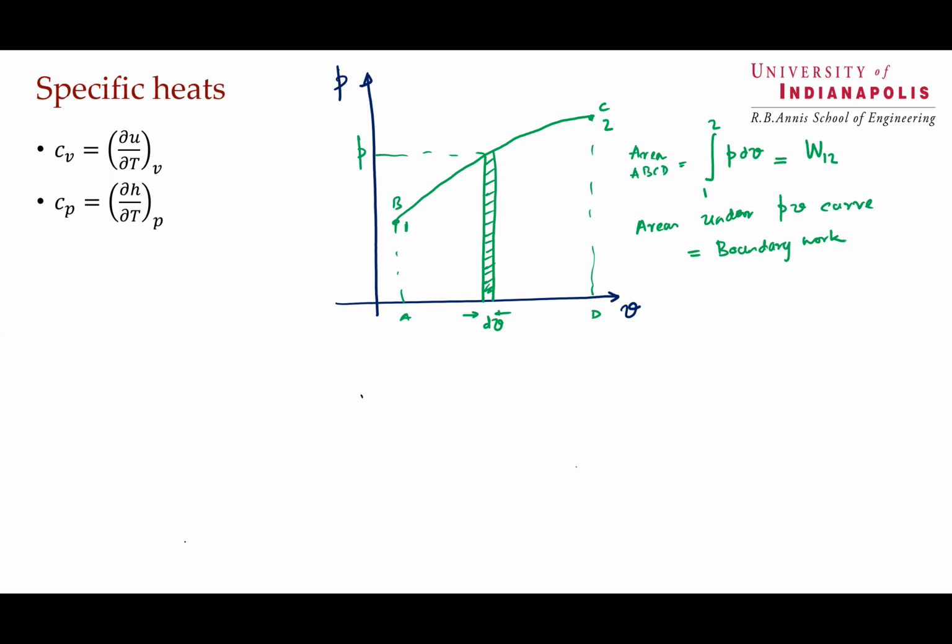That's all about the boundary work. And if you want to discuss specific heats, CV is specific heat at constant volume, and specific heat at constant pressure, CP. And these are properties, and I can show you how to derive these equations, but I'm not going to do it right now. If you need further information, please contact me and ask.